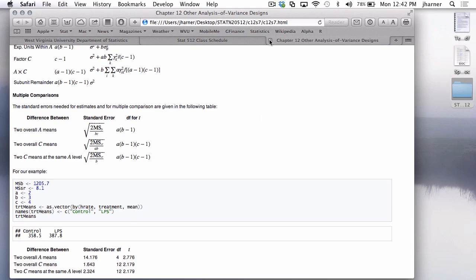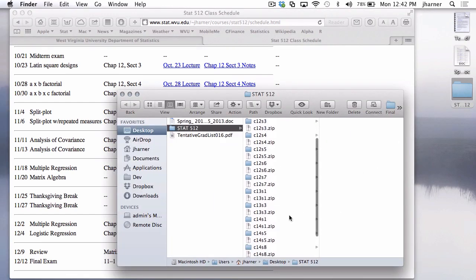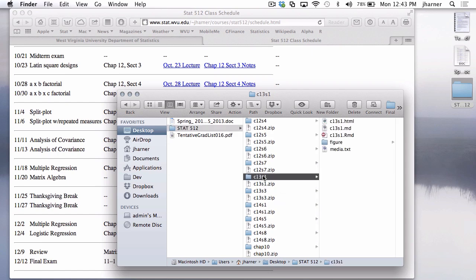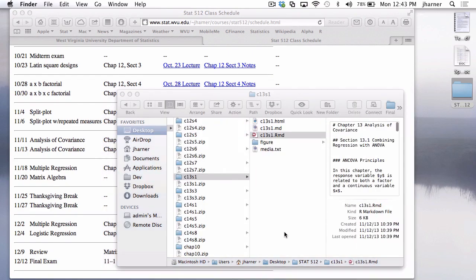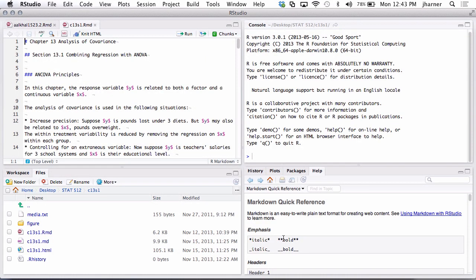So that was the main aspects of Chapter 12, and then in Chapter 13 we got into the analysis of covariance, and that sort of combines regression with the analysis of variance. Now, in this Chapter 13, we only look at one covariate with one factor. Now, you can actually have more than one factor and more than one covariate.